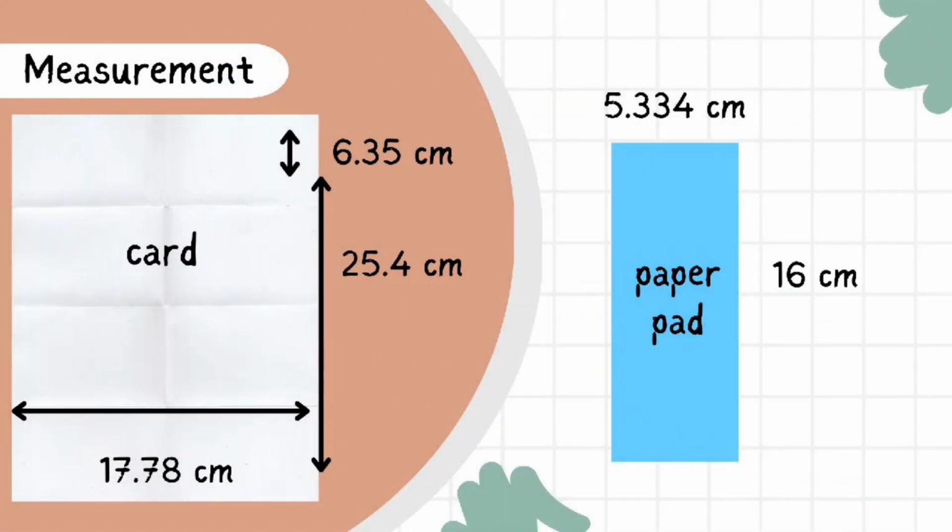Now, let's consider the length of the card, which is 25.4 centimeters. We want to divide this length into 4 equal parts for our design. So, 25.4 centimeters divided by 4 gives us 6.35 centimeters for each part. It has a length of 25.4 centimeters and a width of 17.78 centimeters. To make things easier, we divide it into equal parts, each with a length of 6.35 centimeters.